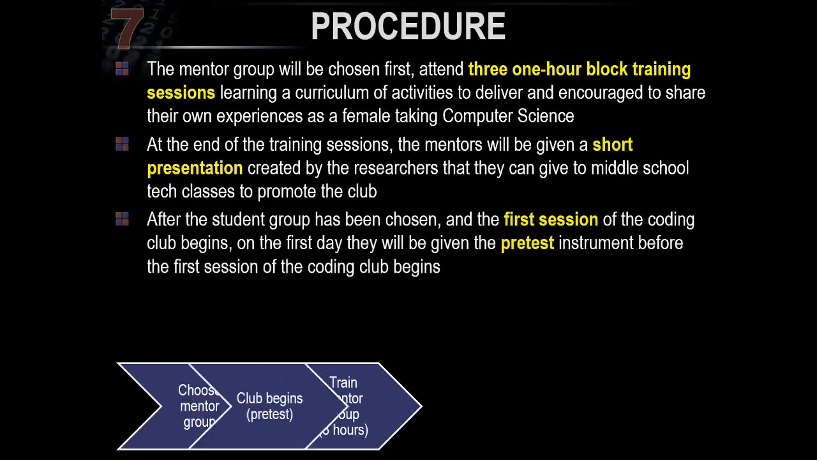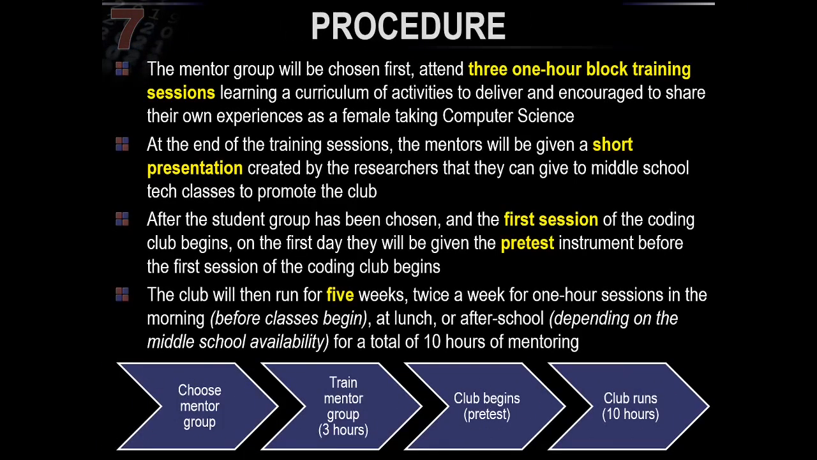So the procedure for this research would be that the mentor group chosen first would attend 3 one-hour training sessions to learn a curriculum of activities to deliver in the clubs and be encouraged to share their own experiences as a female taking computer science. Then they will be given a short presentation to be given to the middle schools to promote the idea of joining a coding club. Once the student group has been chosen and the first session of the coding club begins, the pre-test will be administered before the first session begins.